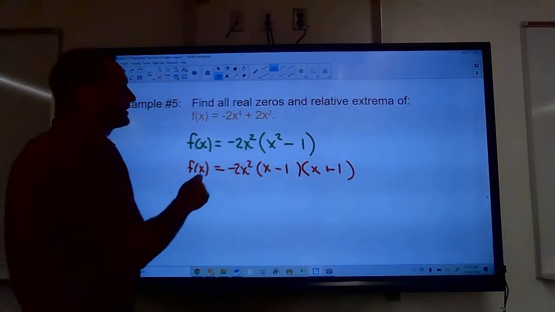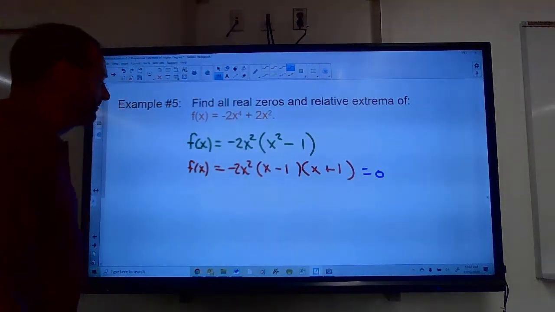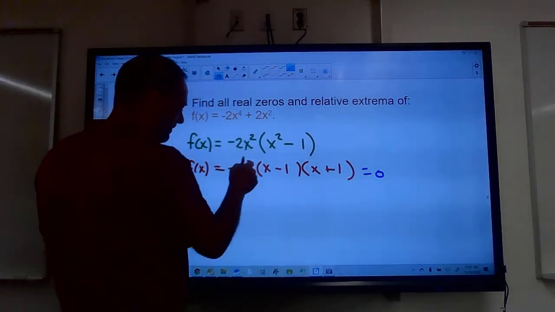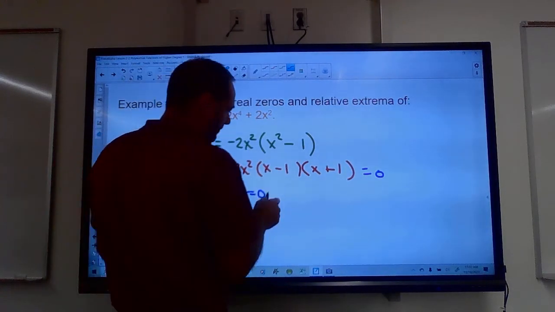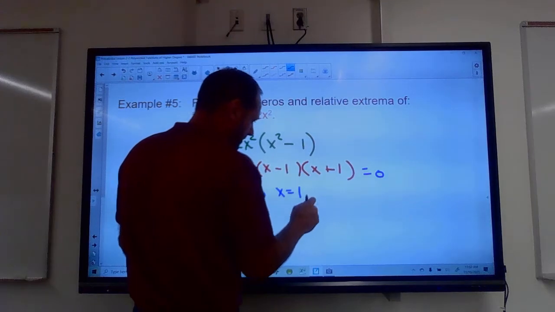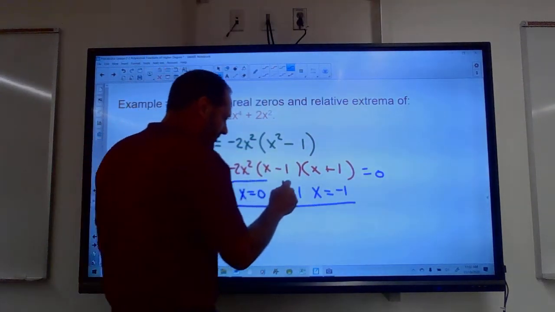Now if I set this equal to 0, I can find my zeros. If this factor is 0, then x is 0. If this one is 0, then x is 1. And if this one is 0, x is negative 1. So there are my zeros.